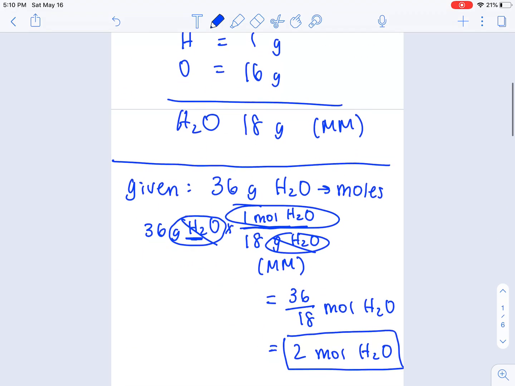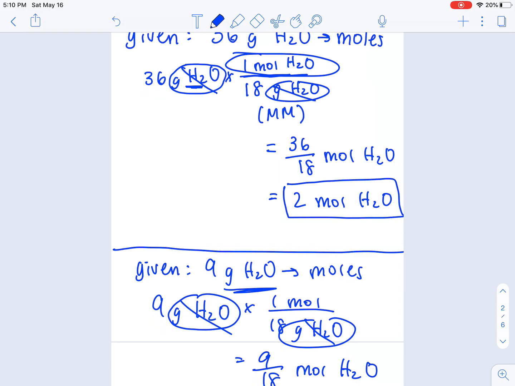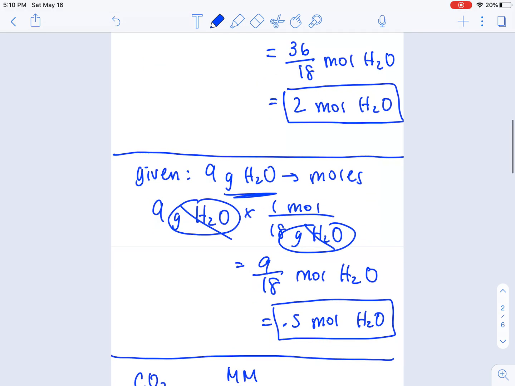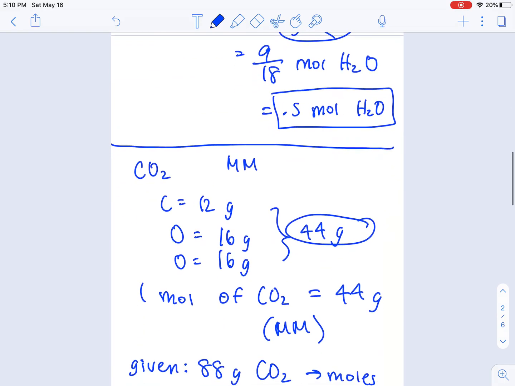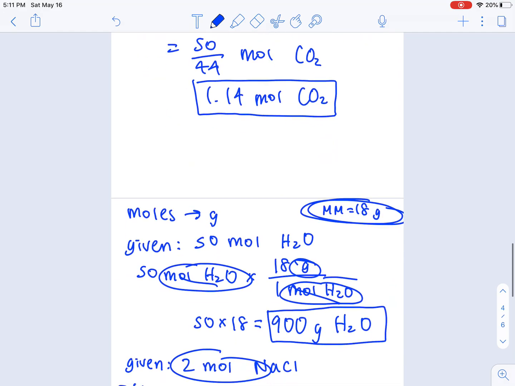And once again, the denominators have to cancel out. So if you're given a number in grams, the denominator has to also be in grams. And it's always going to be 1 mole over the molar mass, or the molar mass over 1 mole. It's always how many grams per mole. 1 mole equals how many grams. And the same thing goes from moles to grams. You do the exact same thing.